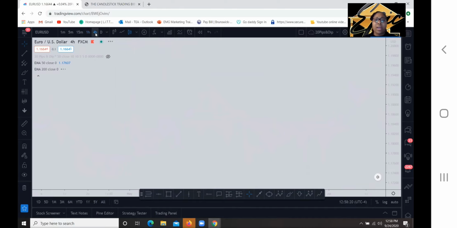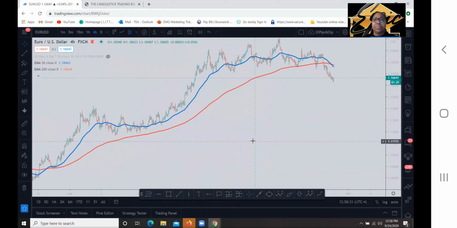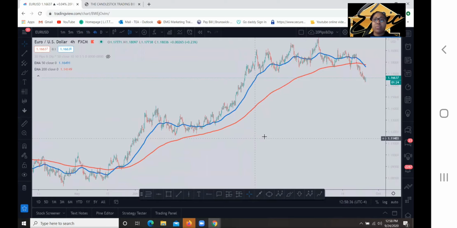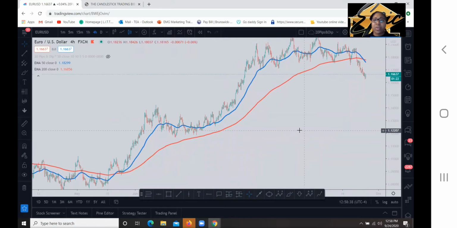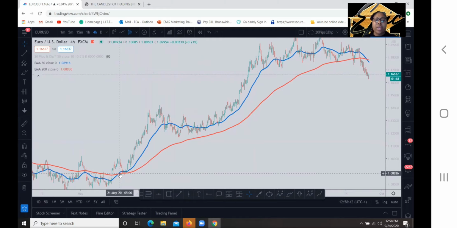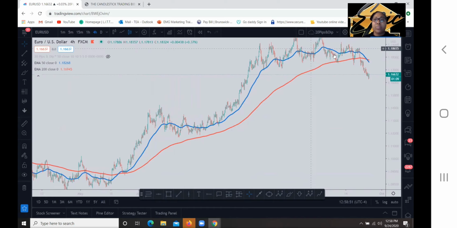Let's go to a higher time frame here. This is the 4-hour time frame. Now we're talking about big swings, bigger moves. So look at this. When the red and the blue cross, when the blue crossed over the red, the 200 over the 50, this is now showing you a clean uptrend.